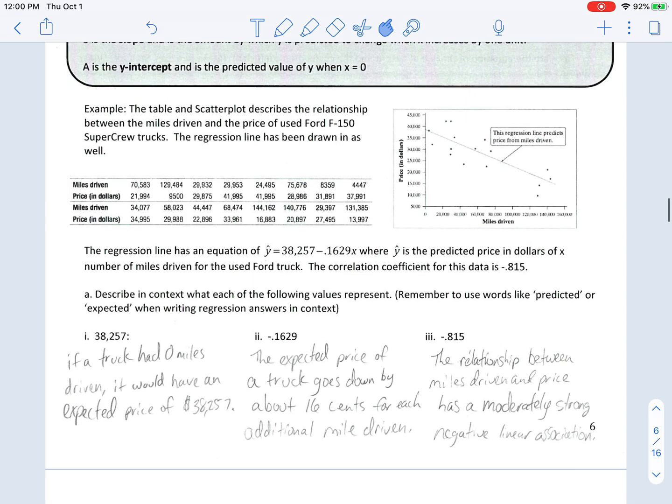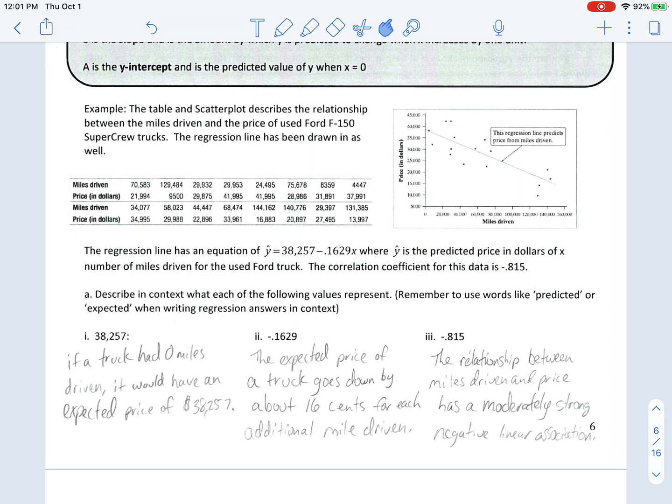Okay, so here's what we have. This is quite honestly something you should already be able to do. If you want to pause and try this problem, you can. But let's take a look. We have a table and a scatter plot describing the relationship between the miles driven, the explanatory variable, and the price of used Ford F-150 Super Crew trucks. It would make sense that the amount of miles driven on a used truck might influence the eventual price that it was sold at, at a used dealership, or whatever the case may be.